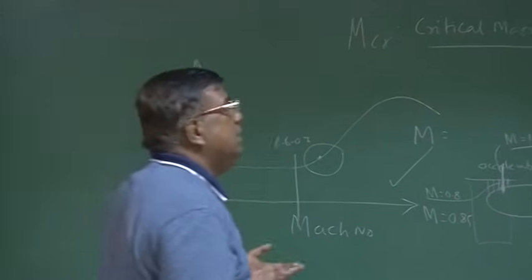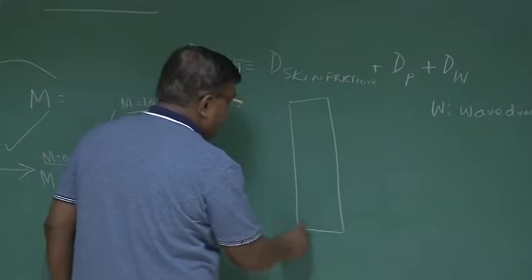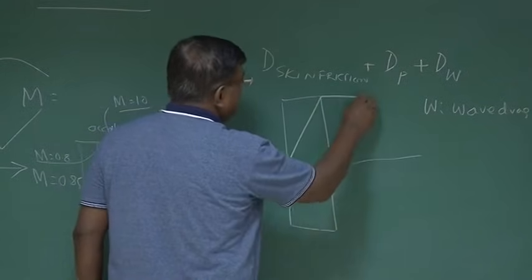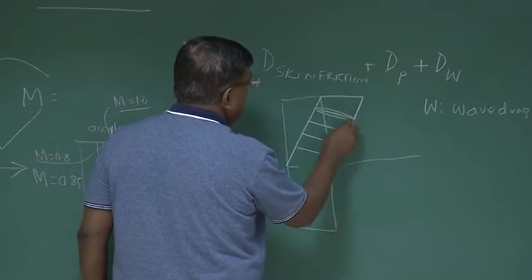So how is that done? We know by now, instead of putting a rectangular fin or rectangular wing, we will be giving sweep to this wing. Okay, the aerofoils will be like this.